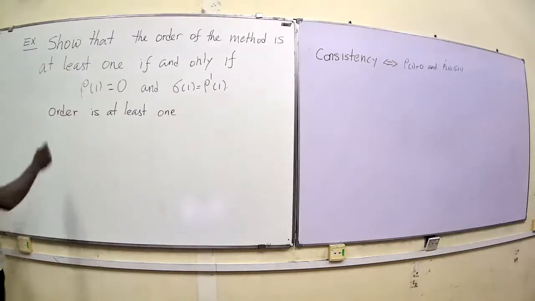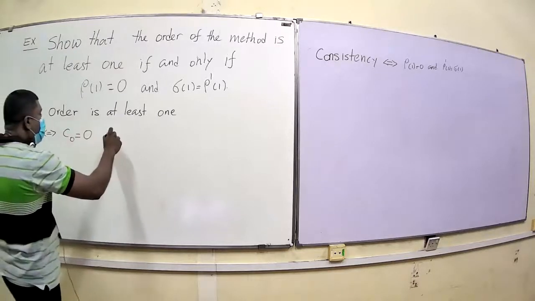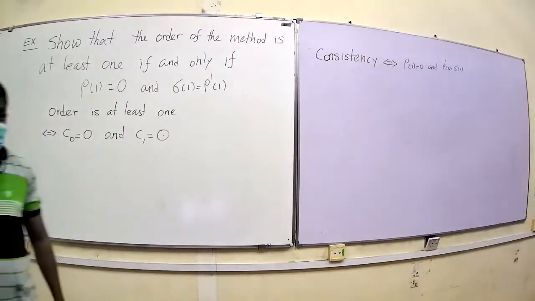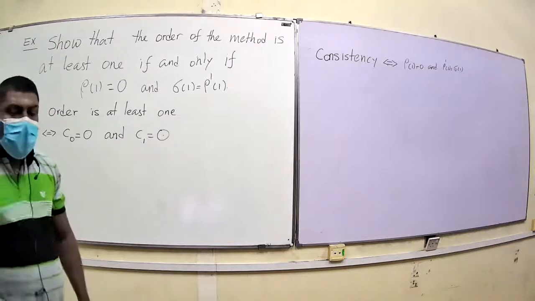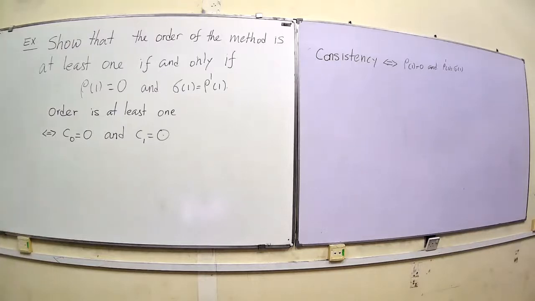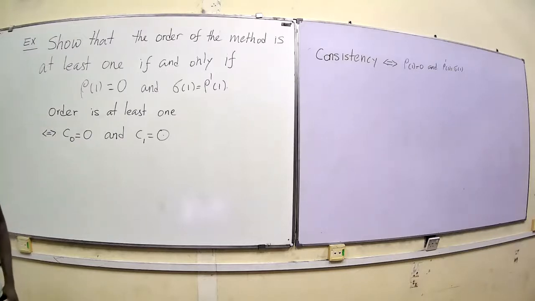Right, so you know that order at least 1 is equivalent to C naught is equal to 0 and C1 is equal to 0. If the order is 1, then C naught and C1 should be 0 and C2 cannot be 0. If the order is 2, C naught, C1, C2 are 0, C3 is non-zero. So in any case, as long as the order is at least 1, C naught and C1 should be 0, and vice versa also. If C naught and C1 are 0, then clearly the order is at least 1.